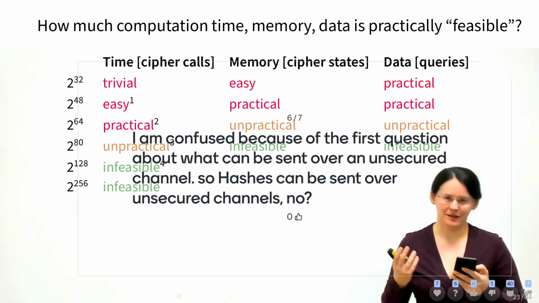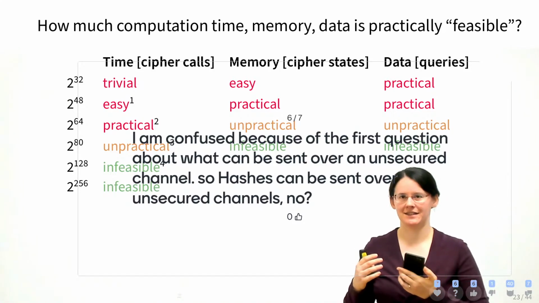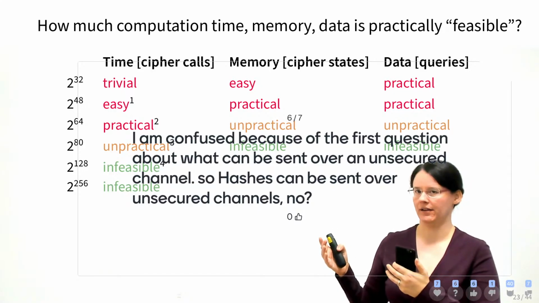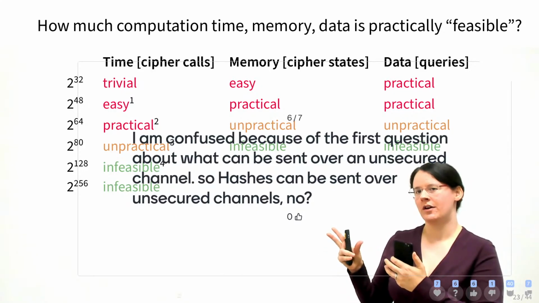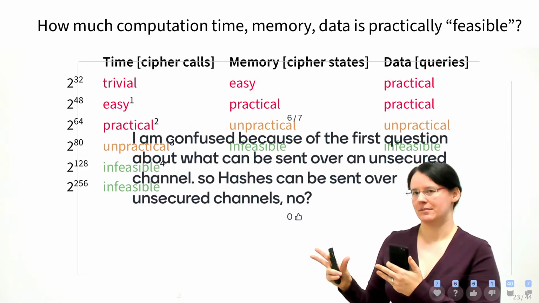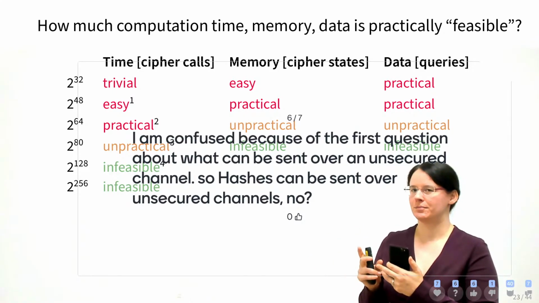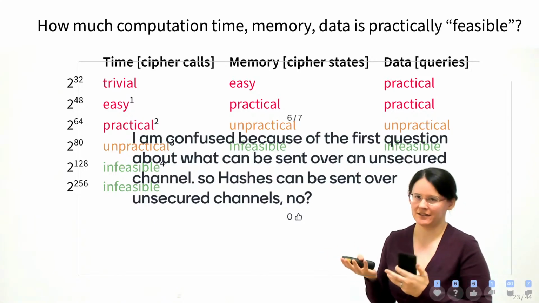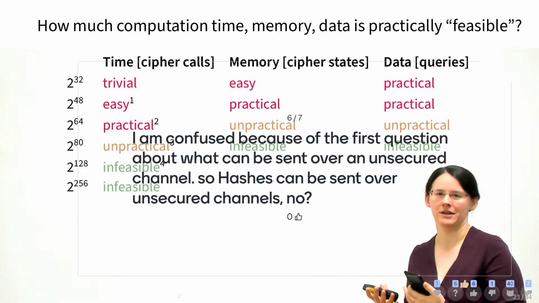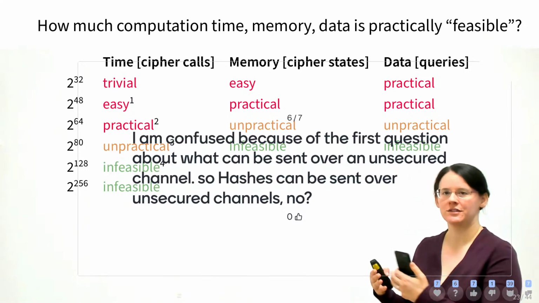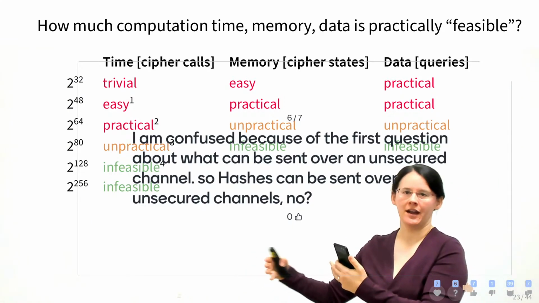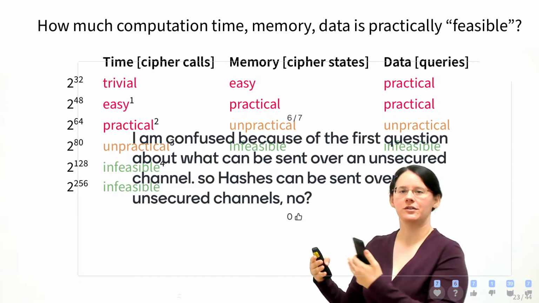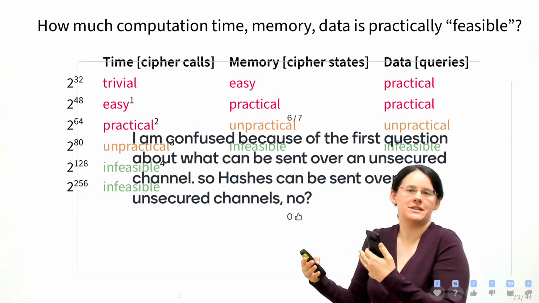Well, they can be, but the thing is, if somebody sends the message and the hash over the same unsecured channel, then somebody could manipulate the message and also manipulate the tag. Because in an unsecured channel, the attacker is assumed to be able to write anything or manipulate anything. So they could simply write a new message, and because the hash function is public, they could also compute the correct hash for this message and simply send it along.